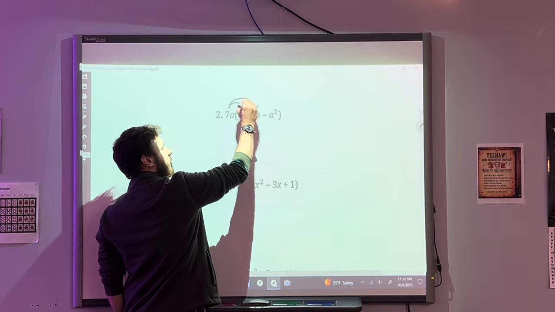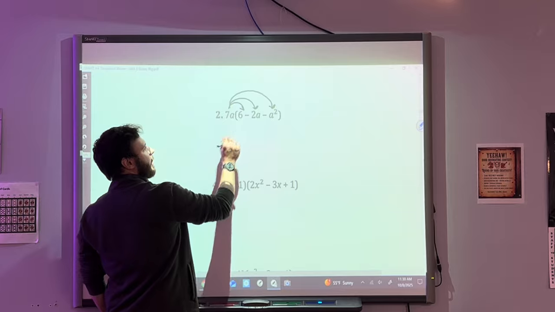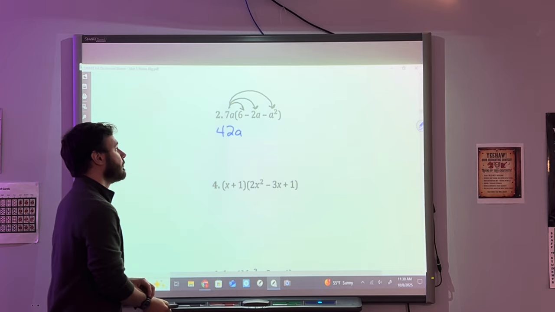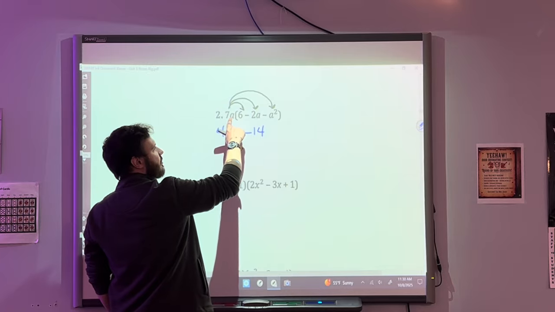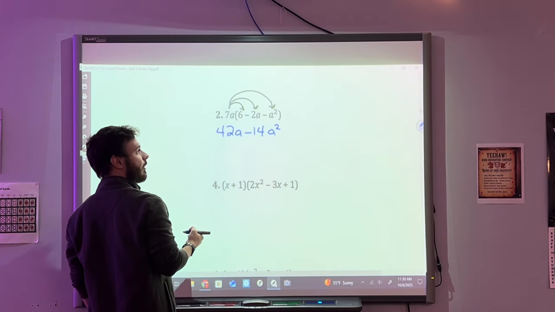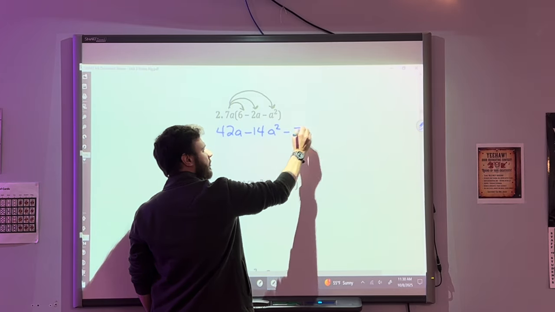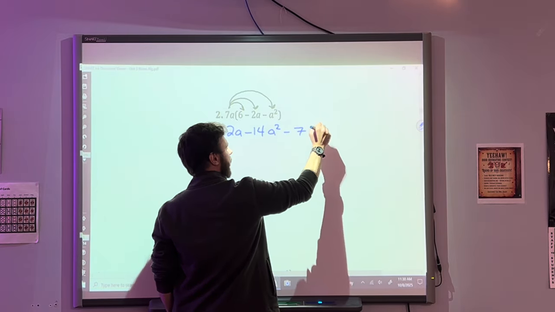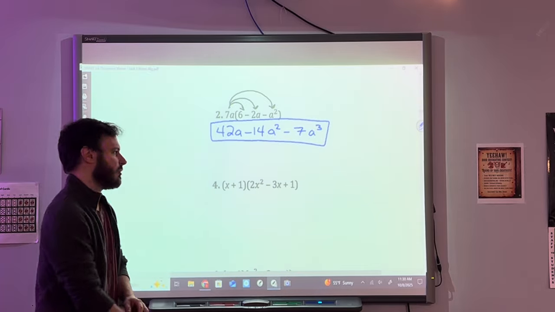7a is going to go to all 3 of those terms. 7a times 6 is going to be 42 with an a coming along. 7 times negative 2 is negative 14, but this a with that a, it's 2 a's, a squared. 7 times negative 1 is negative 7, and 1a with 2 more a's gives me a cubed. And for me, that is a fine answer.